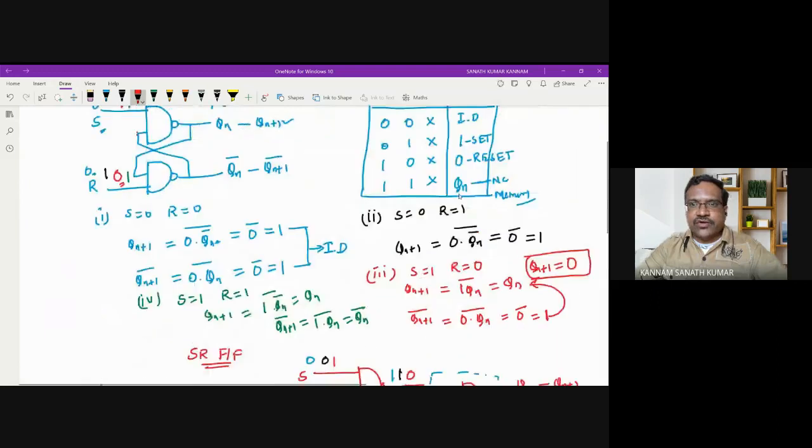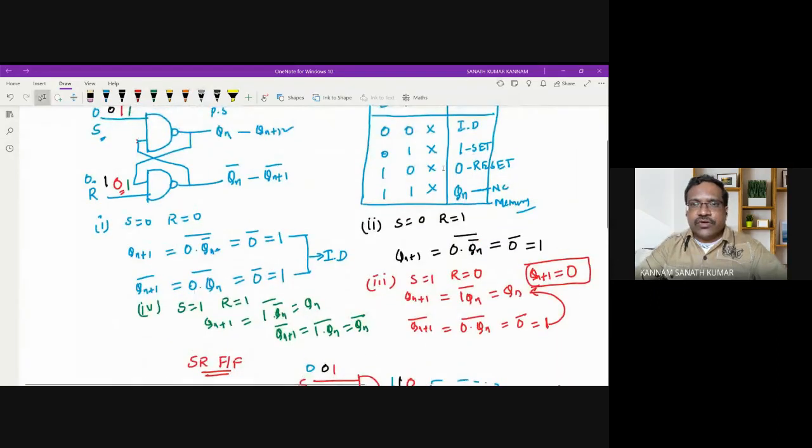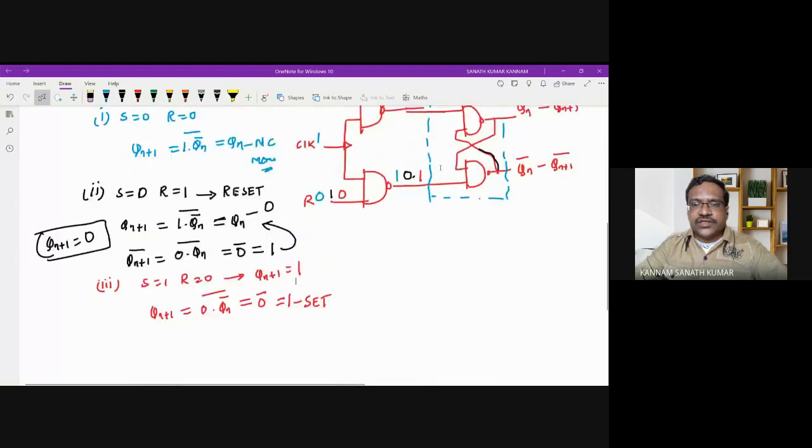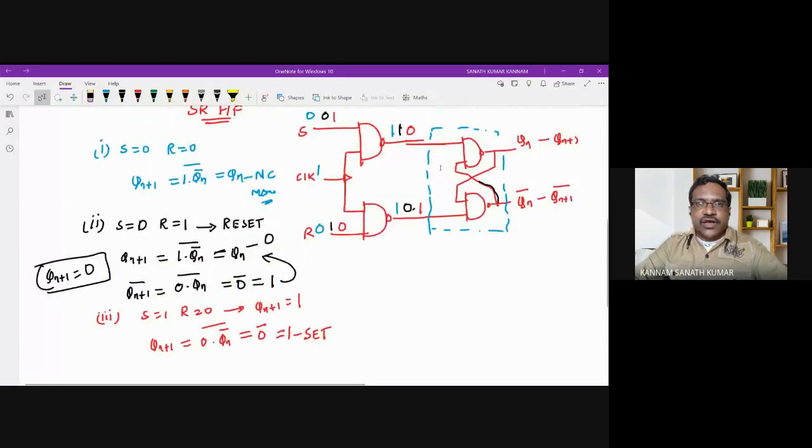Set state. You can see the truth table. Okay, here 0 1 means what? The truth table of SR latch by using the NAND gate. 0 1 means set state. So you will get the set state.